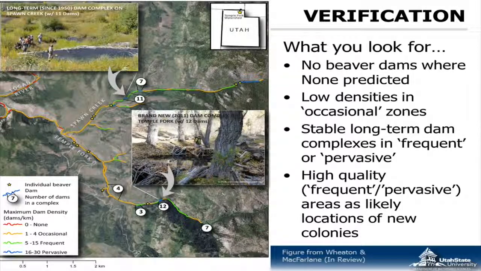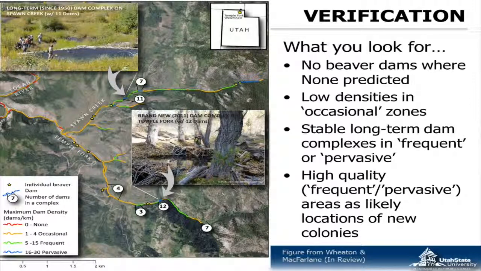And we don't see any beaver dams in the areas that are predicted as not being able to support them. And we see low densities in these orange areas. So the yellow stars are beaver dams, and the white are referring to dam complexes. So there's 4 in this area, there's 11 in that little area. And for scale, that's a kilometer. And then the green and the blue are the good stuff.